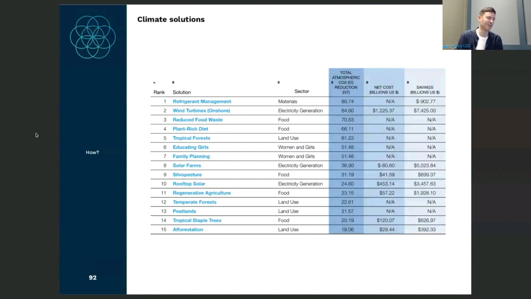Plant-rich diet, and then in at number 6, educating women and girls as well, particularly in the developing world. So there's a raft of things that we could be supporting. There's no end of solutions. It's really about mobilizing the capital.